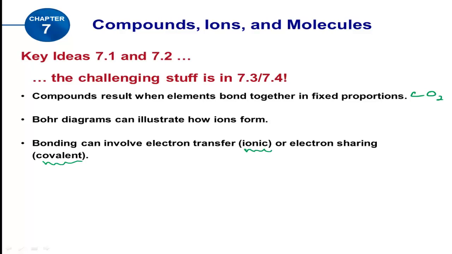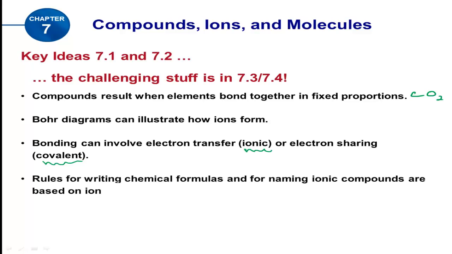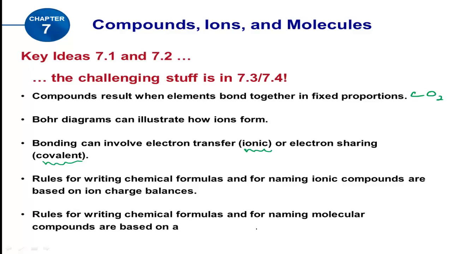It's important because the actual rules are going to be different for naming compounds and writing formulas. Speaking of rules, rules for writing chemical formulas and for naming ionic compounds are based on these charge balances. In a compound, you're always going to have the sum of the positive and the sum of the negative equal. And yeah, we'll get there. Rules for writing chemical formulas and for naming molecular compounds are based on a prefix system.